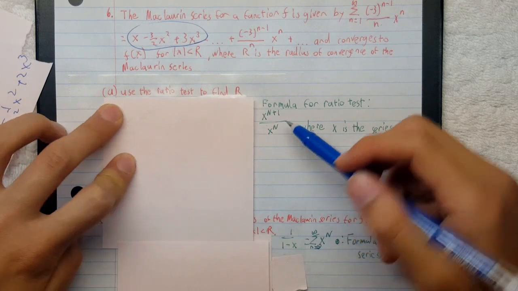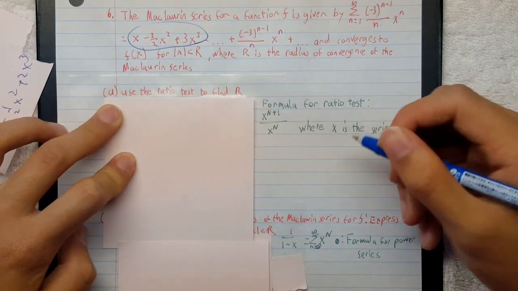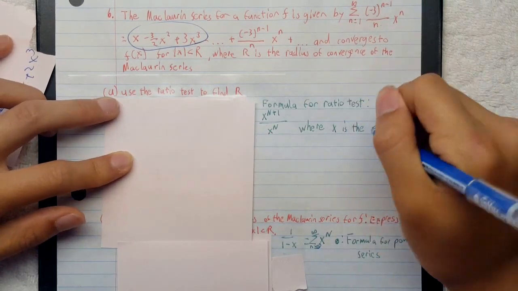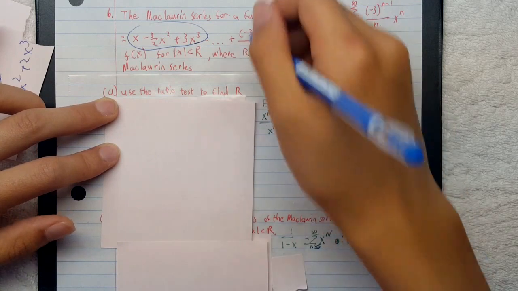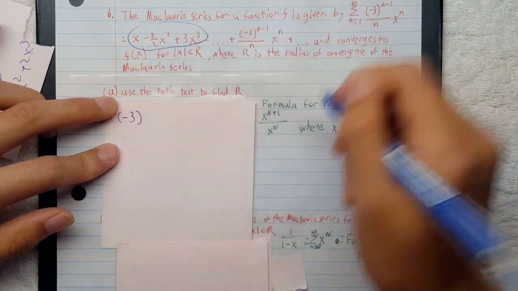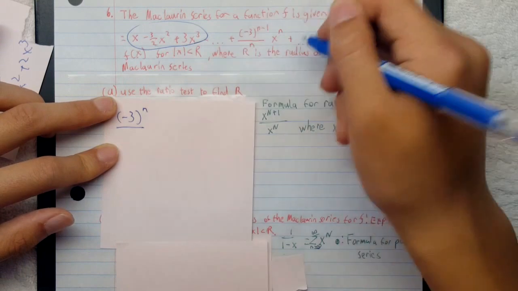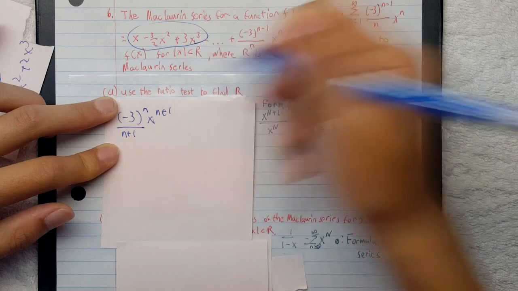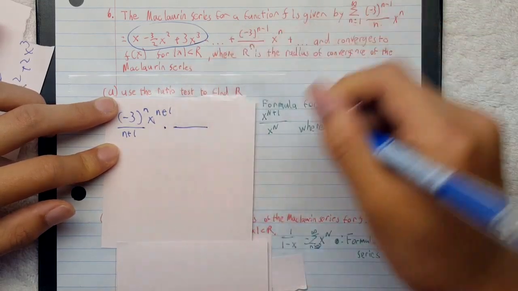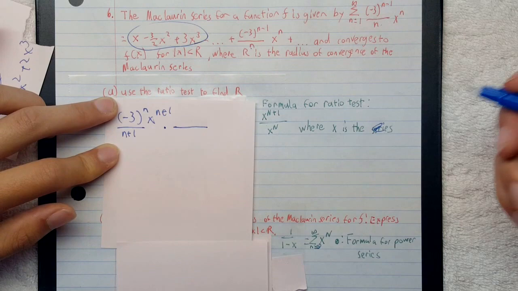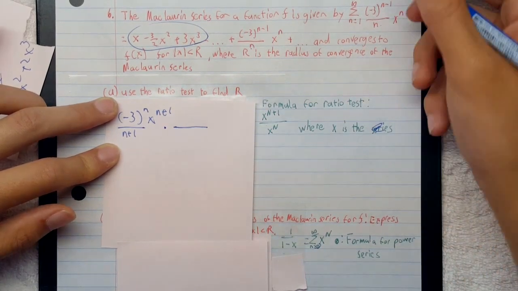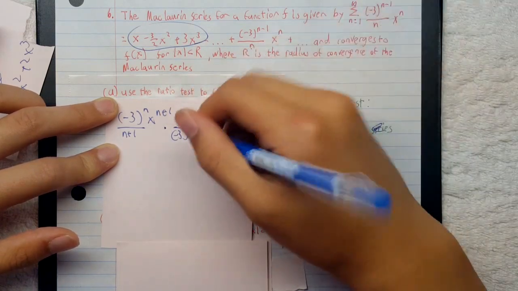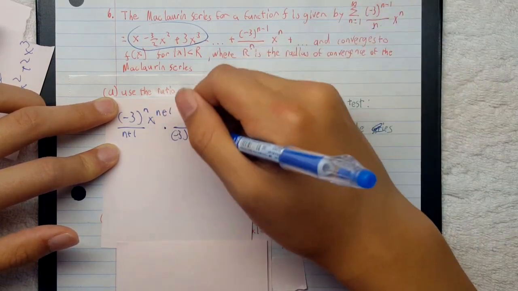So the formula is a sub n plus 1 over a sub n, where a sub n is just the general term. So let's do that. Negative 3, n plus 1, n plus 1. Okay. And then a shortcut for dividing by a fraction is to just multiply by the reciprocal, of course. So let's do that. The reciprocal of this is negative 3 to the n minus 1, x to the n over n.